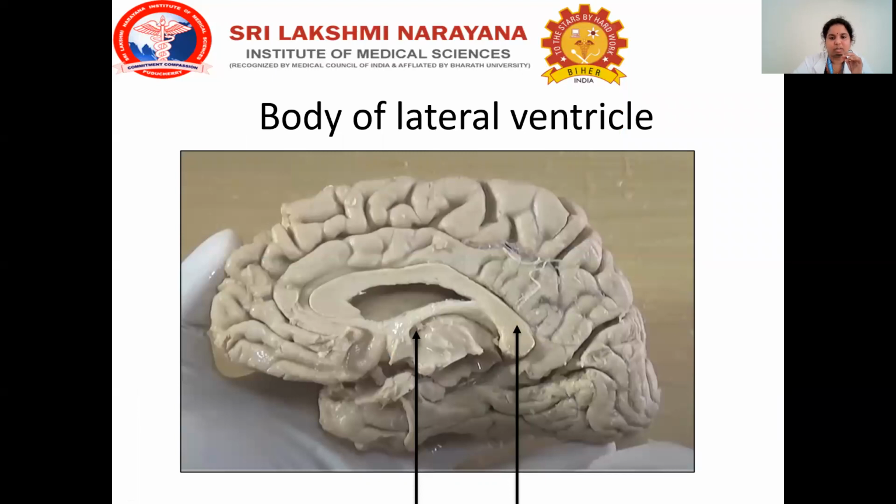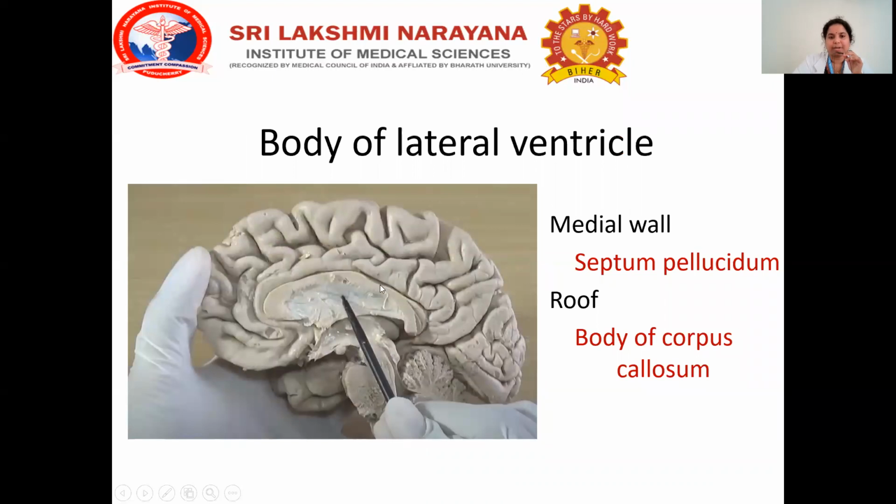Coming to the body of the lateral ventricle, it extends from the interventricular foramen of Monro to the splenium of the corpus callosum. Just like the anterior horn, the medial wall of the body of the lateral ventricle is also formed by the septum pellucidum. Here, the septum pellucidum extends from the body of the corpus callosum to the body of the fornix. So the roof is formed by the body of the corpus callosum, and the medial wall is formed by the septum pellucidum.